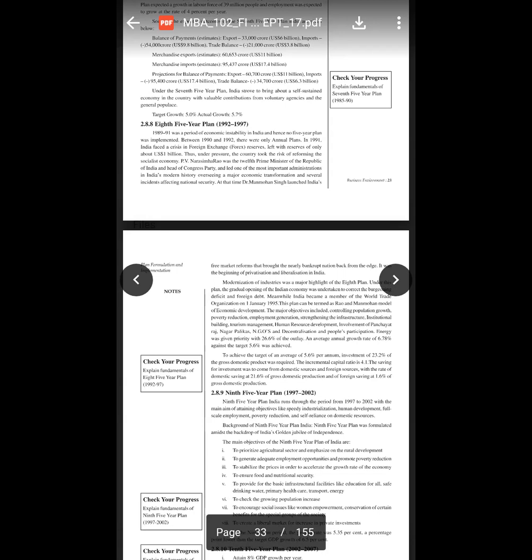And here the entry has been given to other countries' companies also, to come into India and start their own business. Today also you can see there are lots of MNCs, multinational companies, coming into India, and they are also showing good growth. Okay.